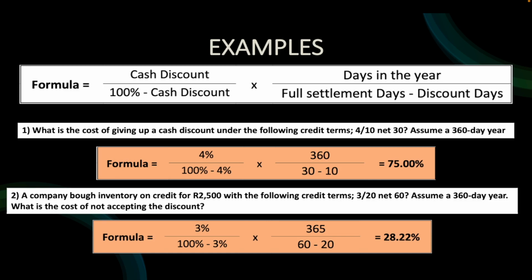All right, so as I explained earlier on, if you just take this second part of the formula, 365 divided by 60 minus 20, that will actually give you how many times you will have to pay your supplier if you don't take advantage of the cash discount. And so if it gives me the number of times here and I multiply it by the first part, which just shows me how much discount I'm foregoing every time I don't take advantage of the cash discount, and you're multiplying it by the number of times you're paying the supplier without taking advantage of the discount, that's how you get this answer of 28.22%. I hope it's made sense.